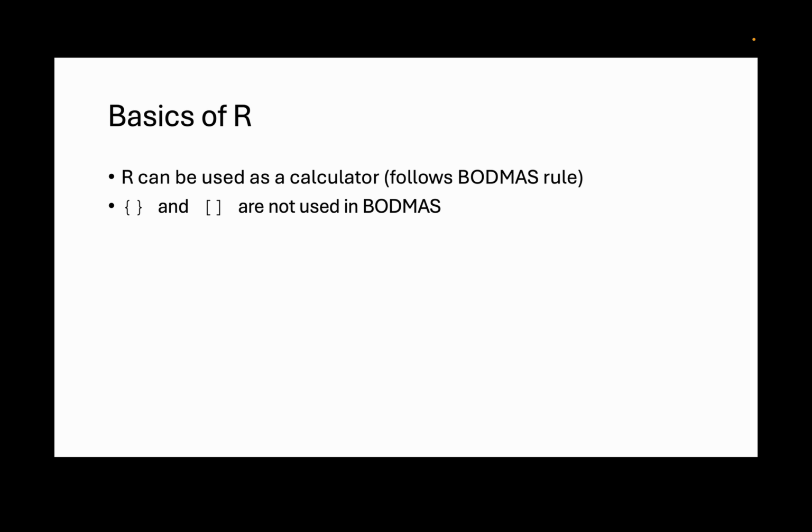Next, these curly brackets and square brackets are not considered in the Bodmas rule, and it may throw up an error if you use these brackets. These are used for indexing purposes. The curly brackets are used when you are dealing with lists and so on. We will talk about it later on. Then blank spaces have no role in mathematical operations, like in calculations or other basic calculations.